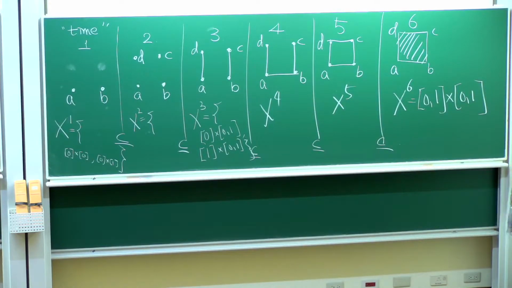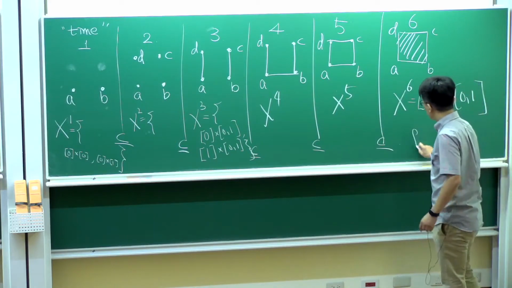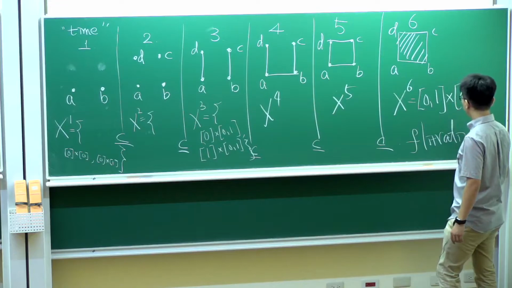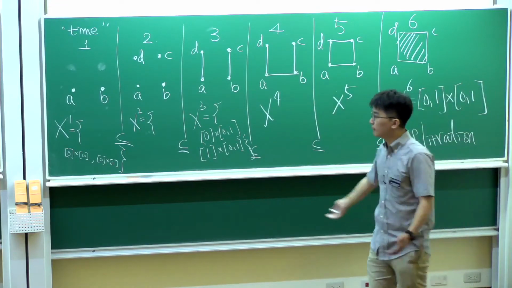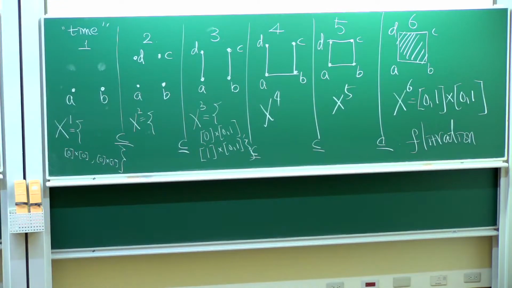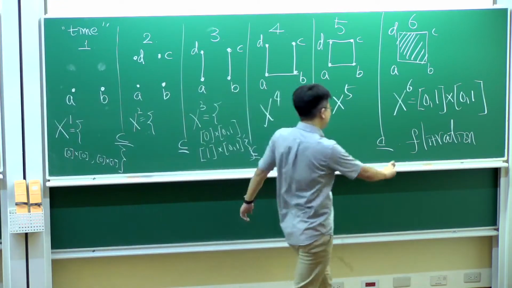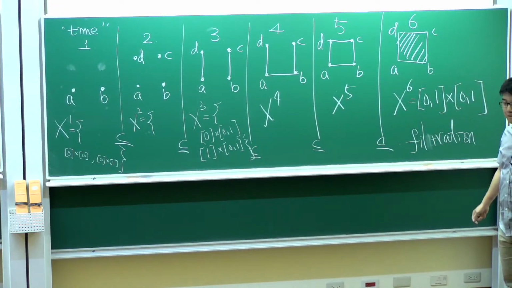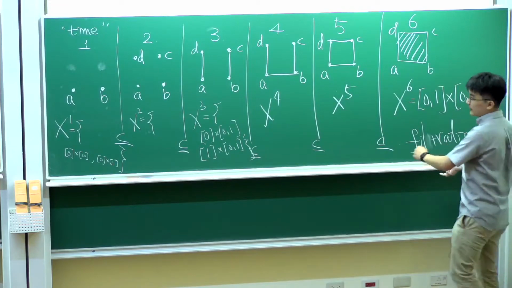In mathematics, this is called a filtration. So you have a complex, you have a filtration of the set. Filtration. Sorry. Okay. All right, good.